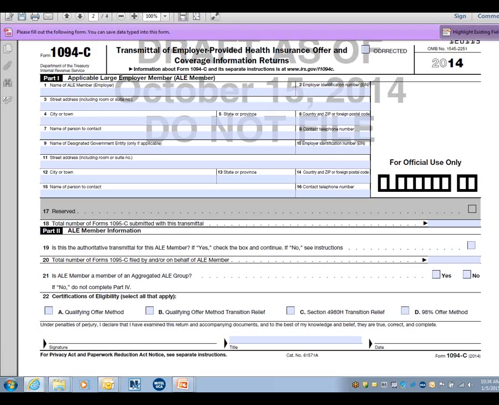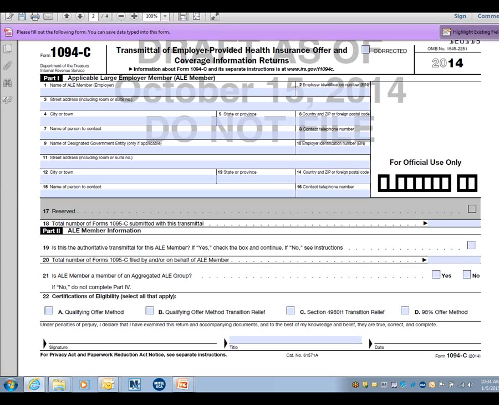But if we take a look at what's going to be included on this, you'll see the top section, which is Part 1, the employer's general information. Part 2 is the ALE, which stands for Applicable Large Employer Member Information. And if you look at Section 22, which is certification of eligibility, you've got the four different sections: qualifying offer method with transition relief, Section 4980H, that's the penalty section of the law, transition relief, and 98% offer method.